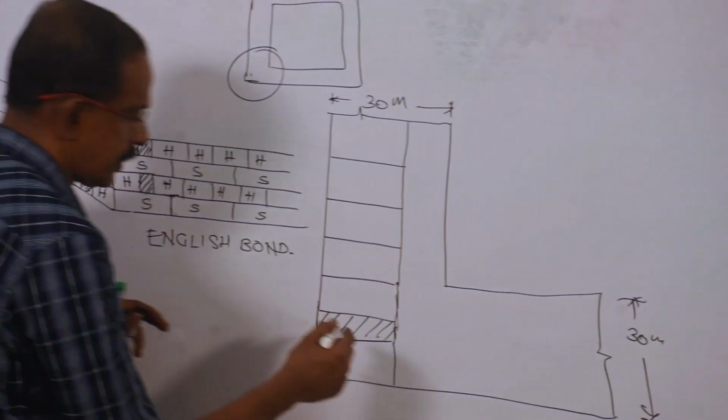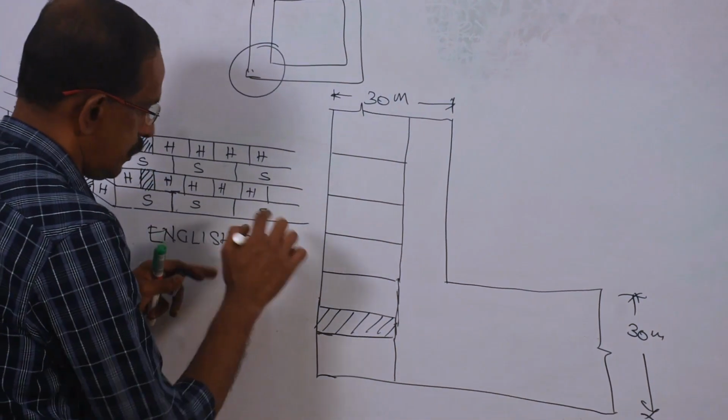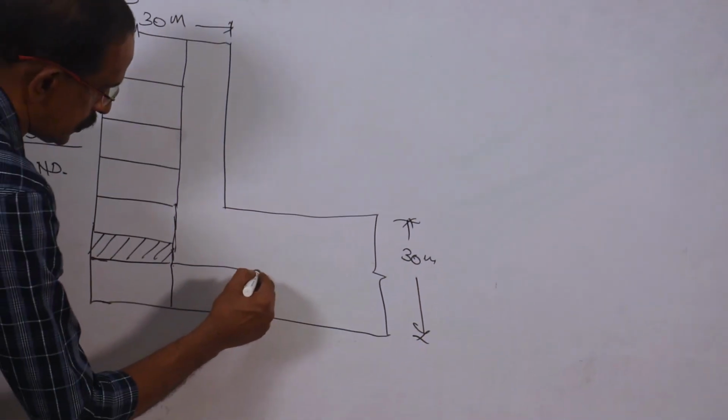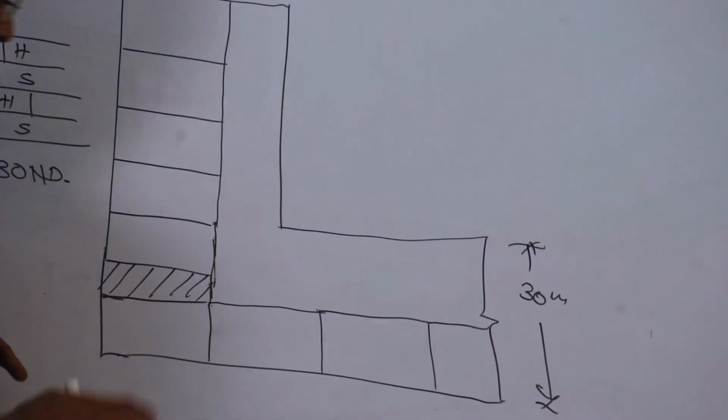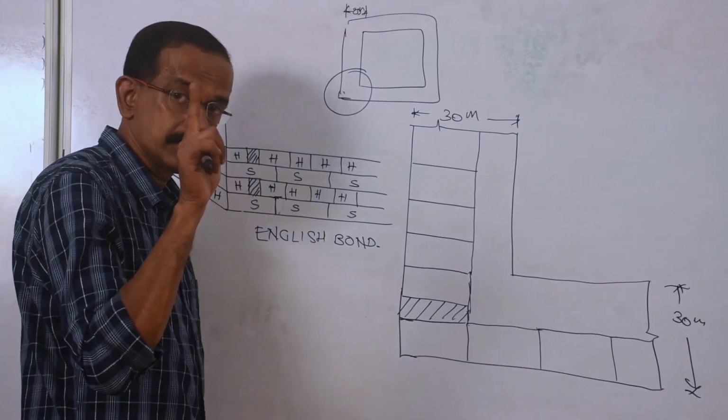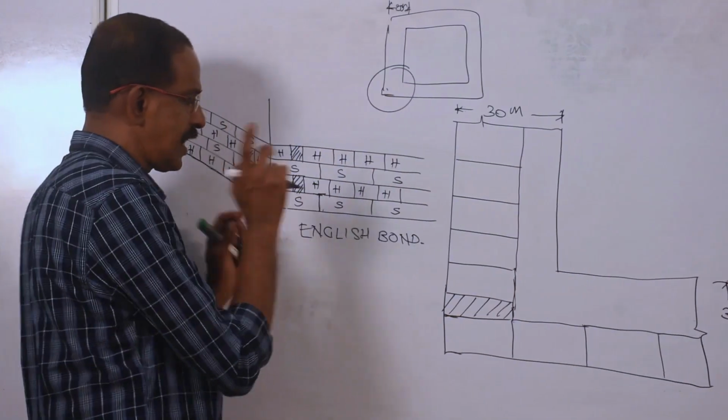Now if you move in this direction, you can see in the elevation structure. That means the bricks are arranged like this in this direction. Okay. Up to this, it is same as our first figure because the outside appearance is same.